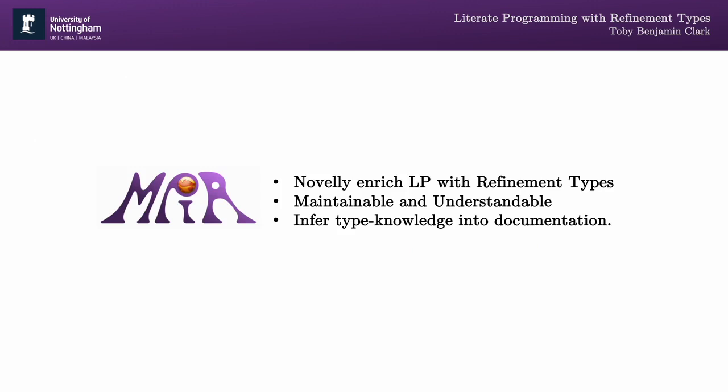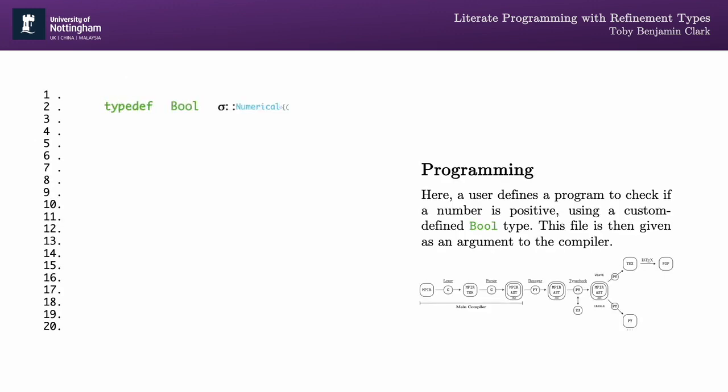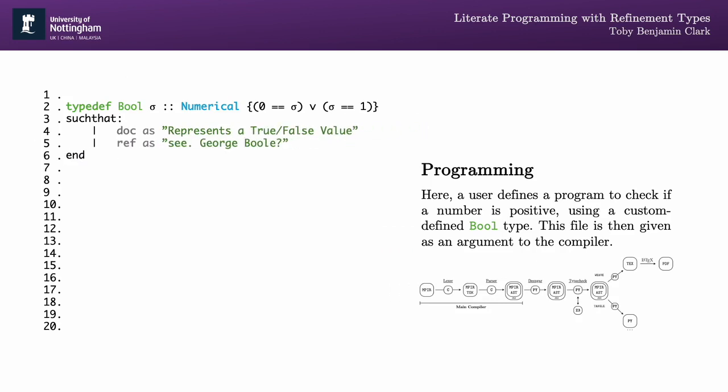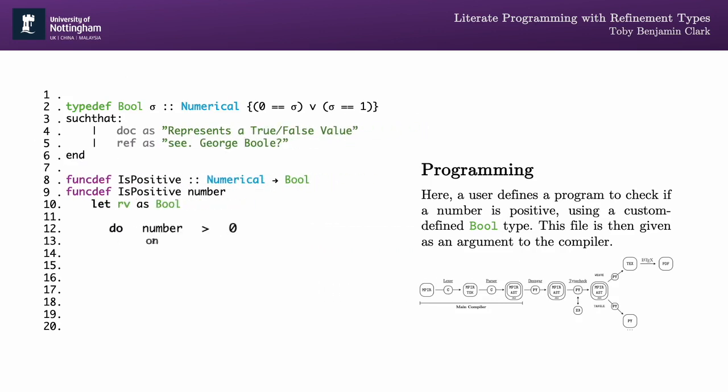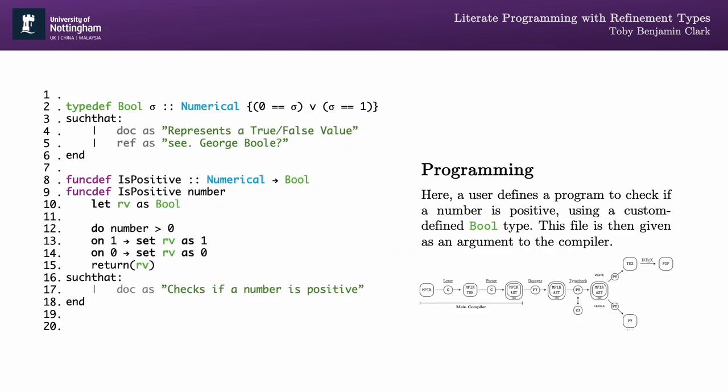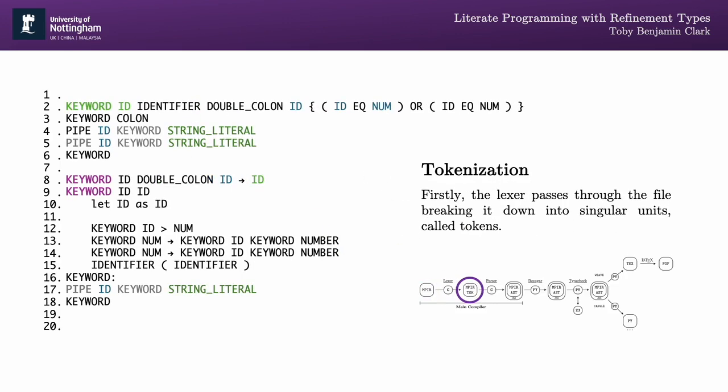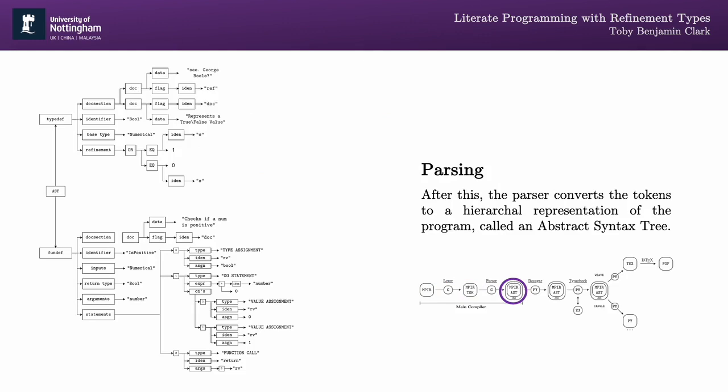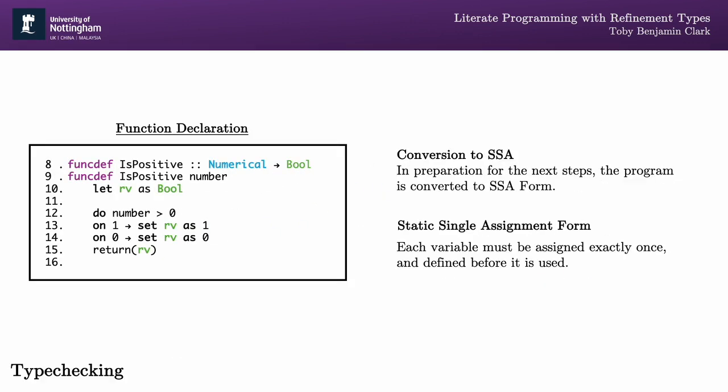Mapir aims to novelly enrich these two features under a maintainable and understandable guise. For example, the aforementioned Boolean type can be encoded in Mapir as follows. This can be additionally integrated into a function that returns whether or not a numerical is positive. Firstly, the file is tokenized before being passed into an abstract syntax tree. The type checker then converts this into static single assignment form before being able to reason with it.